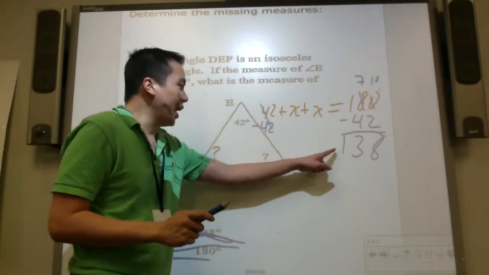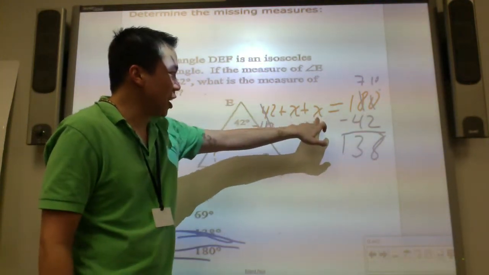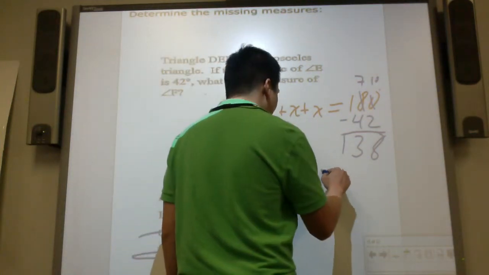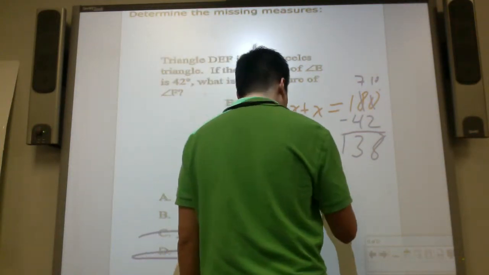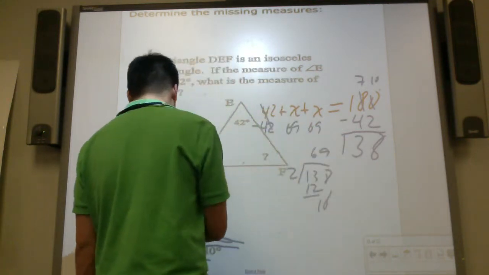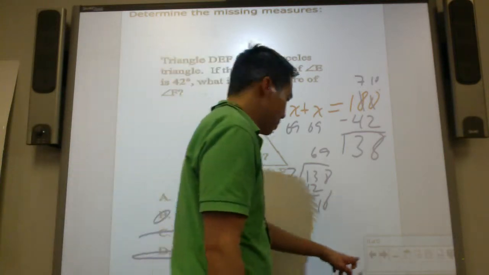That means we could divide these two by 2, because 42 plus a number plus another number adds to 180. So if it's 138, if we split this 138 by 2, we will get 69 degrees for each one. So the answer is B. 69 plus 69 plus 42 adds up to 180 degrees.